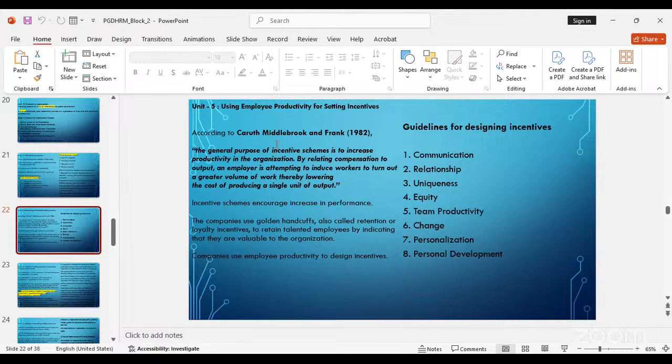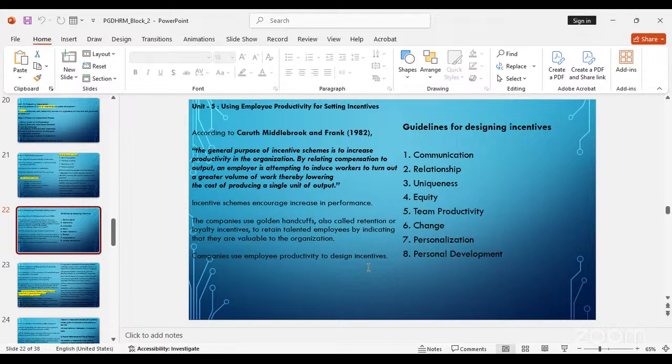According to Curuth, Middlebrook, and Frank, the general purpose of an incentive scheme is to increase productivity in the organization by relating compensation to the output. An employer is attempting to induce workers to turn out a greater value of work, thereby lowering the cost of producing a single unit of output.